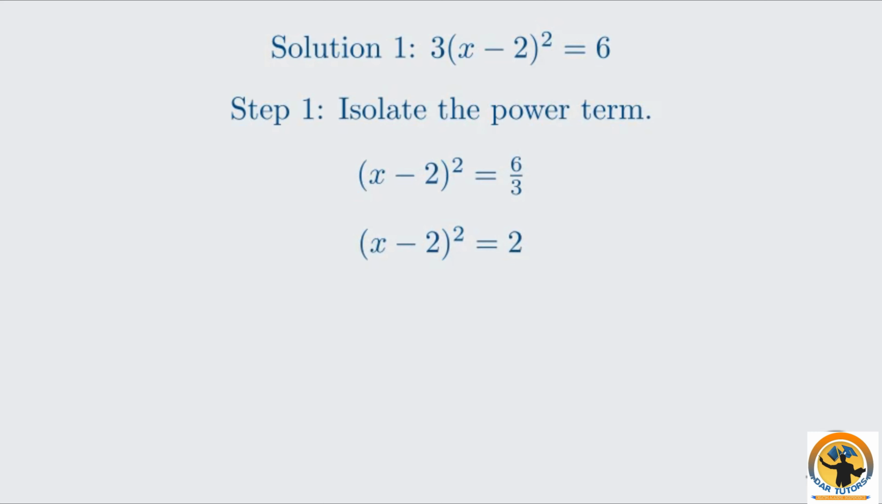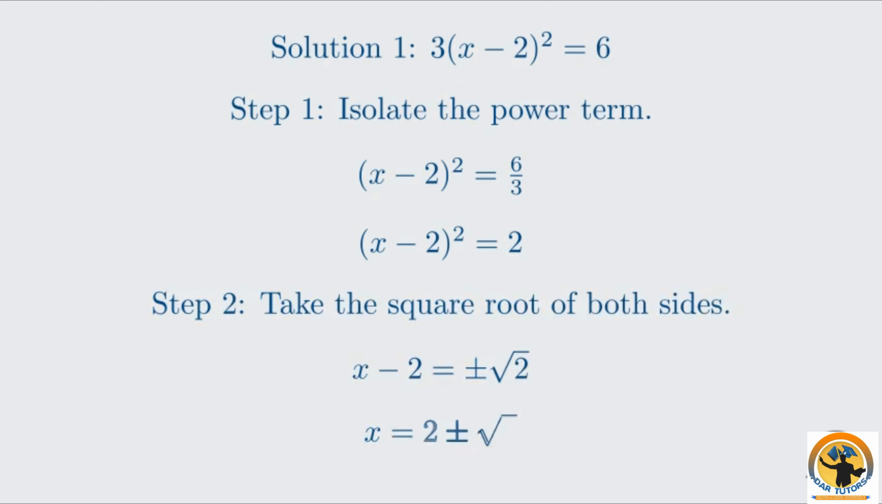Now we have an even power, n equals 2. We take the square root of both sides, remembering the plus or minus sign. So, x minus 2 equals plus or minus the square root of 2. Finally, we add 2 to both sides to solve for x, which gives us the two exact solutions. x equals 2 plus the square root of 2, or x equals 2 minus the square root of 2.